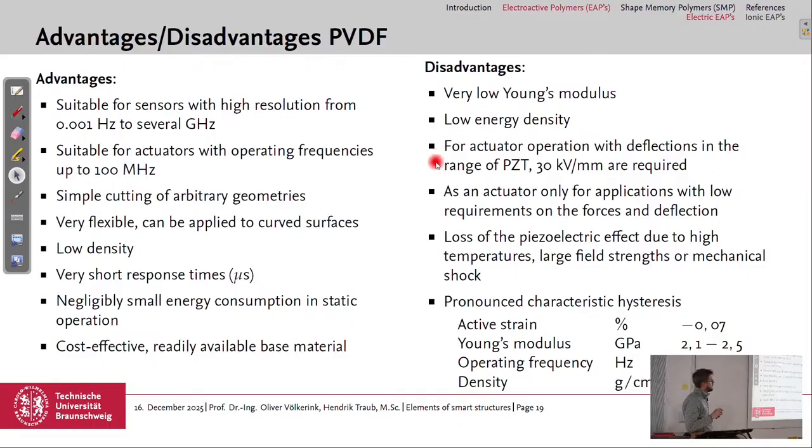If we want to have deflections like with the piezo ceramics, you need very high voltages, so up to 30 kilovolts per millimeter compared to around 2 kilovolts per millimeter with the piezo ceramic. So 15 times higher voltage for the actuator operation for the same deflection, which is not large in the piezo ceramic material. So we can only use it as an actuator for low requirements with respect to forces and deflection.